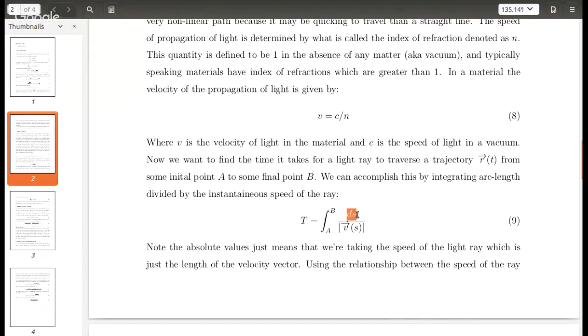And ds is basically a differential length element. It doesn't matter which direction, it's direction independent, it's just the length divided by the instantaneous velocity of the light ray. This is just equivalent to saying that time is equal to distance divided by speed. Exactly. So I'm summing up a whole bunch of tiny differential versions of distance divided by speed, because the velocity is changing as a function of distance.